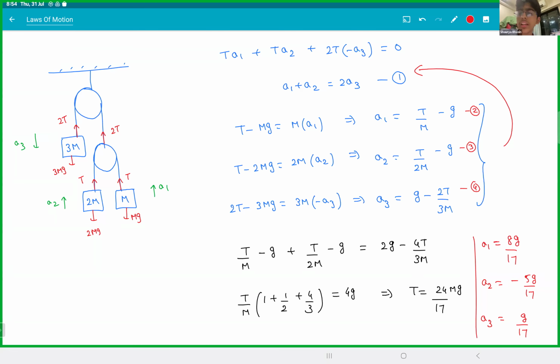Sure, yeah. So my answer was getting wrong because I made the mistake in the step in which you wrote A1 and A2. I assumed they both have the same acceleration for some reason. I don't know why. So now you know. That's okay. Yes.